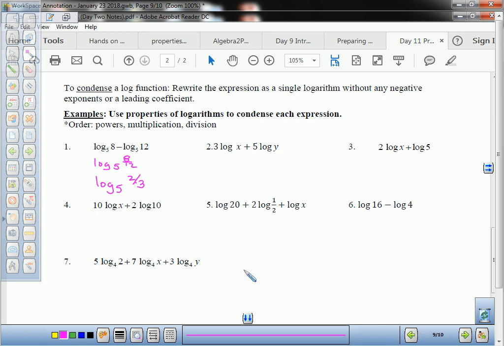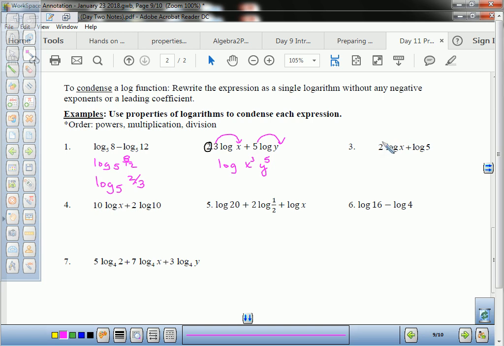Okay, so back to what we do to condense them. All right, so this is hard because I don't have a space in between the 2 and the 3. This is problem number 2. And it's 3 log of x plus 5 log of y. So if we're going to condense that, the addition turns back into multiplication. But what do the 3 and 5 do? They go back and become those powers, the exponents, yeah. So that gets rewritten as log of x to the 3rd, y to the 5th.